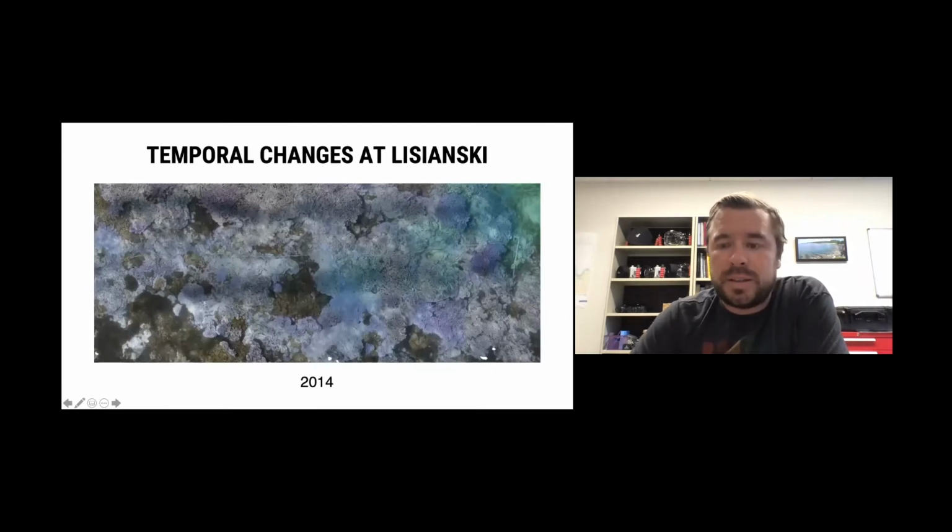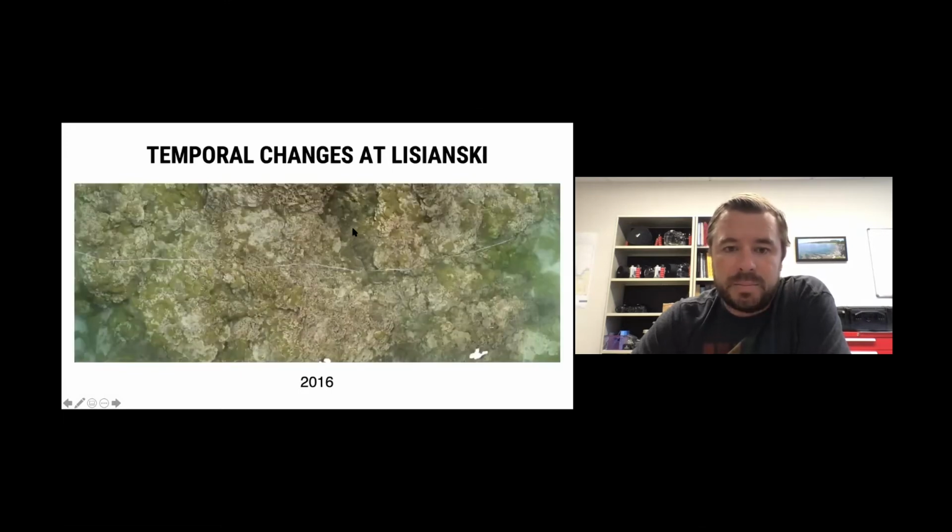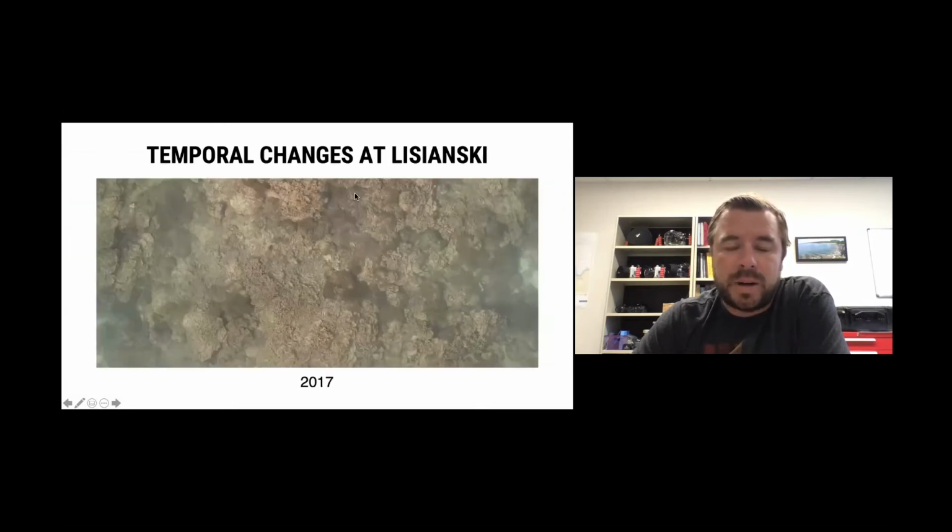And so this is just one example site. This is Lisianski in the Northwestern Hawaiian Islands. These are Montipora corals bleaching in 2014. When we returned in 2015, it was pretty much just all rubble. A year later, we had a macroalgae Bultiella outbreak all over the reef, followed by now primarily Halimeda, but very minimal levels of coral growth.